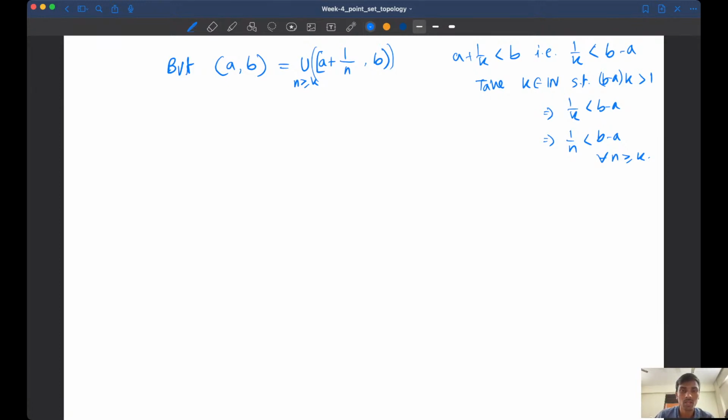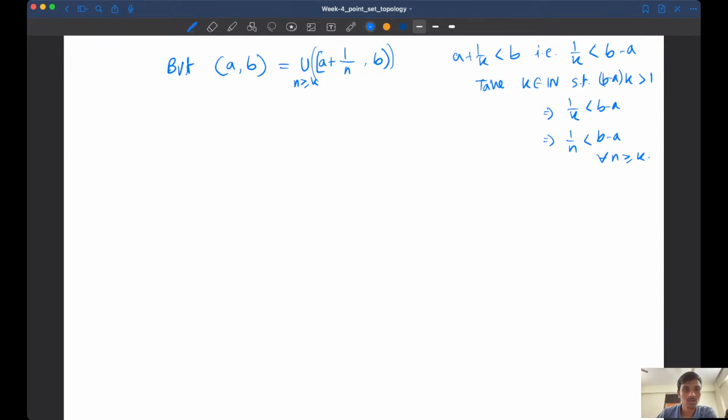So for any k and k plus 1, the set [a + 1/(k+1), b) will contain the previous one. And so it is basically the limit of this thing on the left, and the limit is exactly a, and a cannot lie in this set because there always exists something which does not contain a. So from there you can actually get this open interval as the union of these sets.